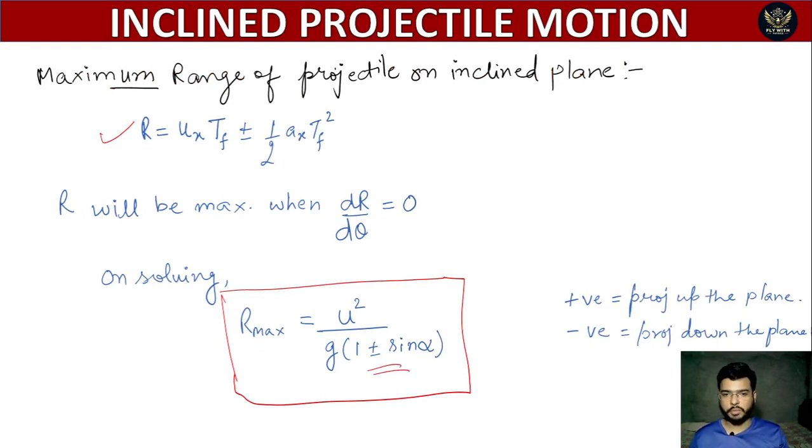So this is for the maximum range, and you have to remember this formula. Just go through dr by d theta equal to 0 after putting in all the values, and after that you will see that this formula will become the most important one for that type of question. So this is all about the maximum range.